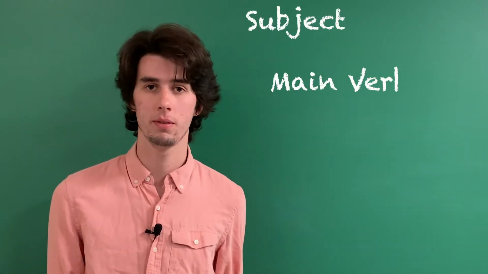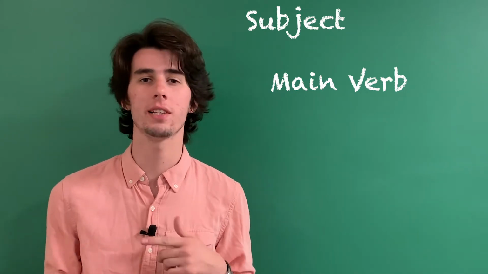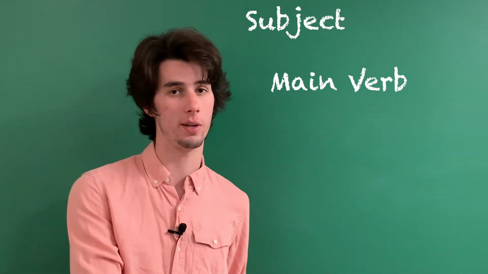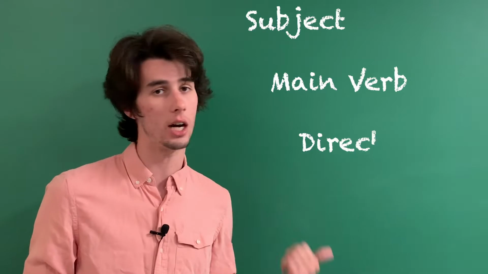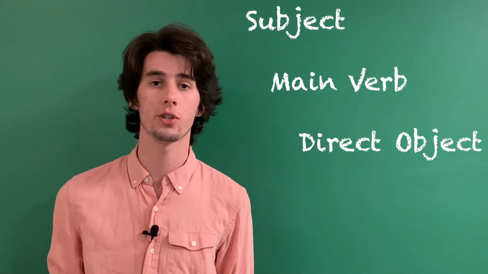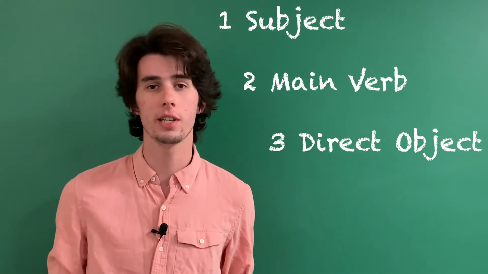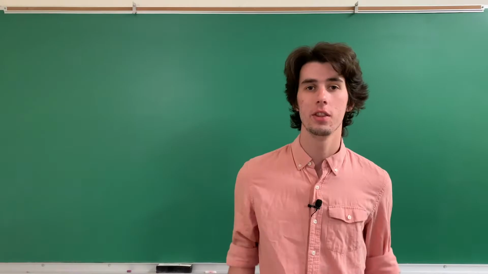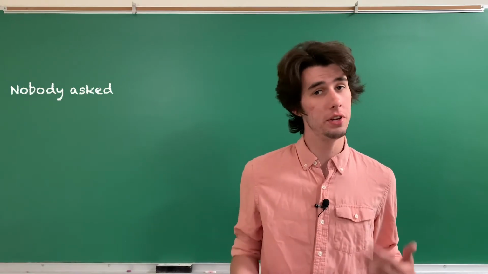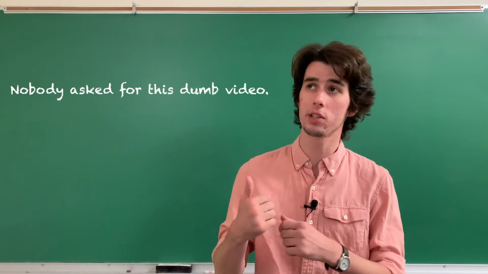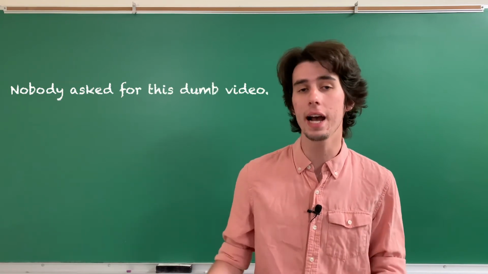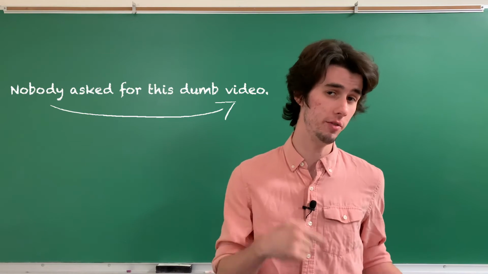Basically, every English sentence has 2 major building blocks, a subject and a main verb. Sometimes you want that subject to be doing the action on something, and in that case you need a direct object. When these 3 building blocks are in this order, subject, main verb, and direct object, your sentence is in the active voice. The sentence, "Nobody asked for this dumb video," is in the active voice because the subject, nobody, is doing the action on the object, this dumb video.